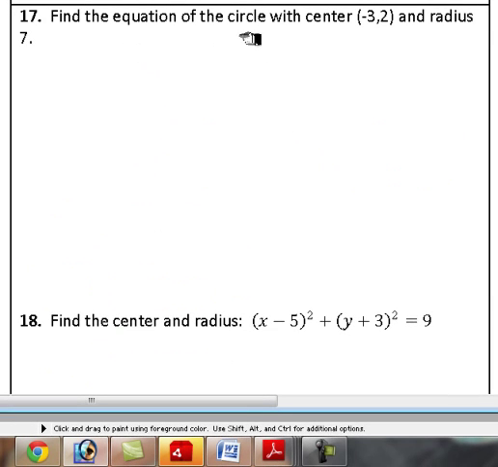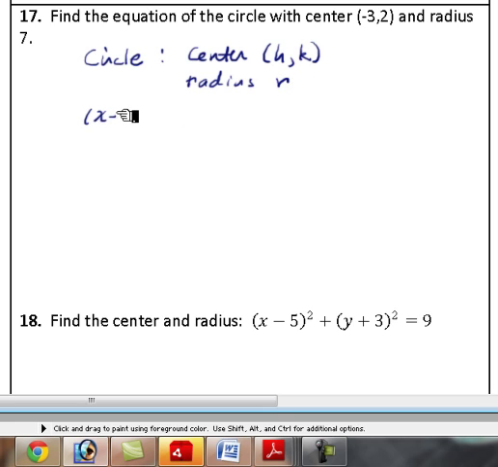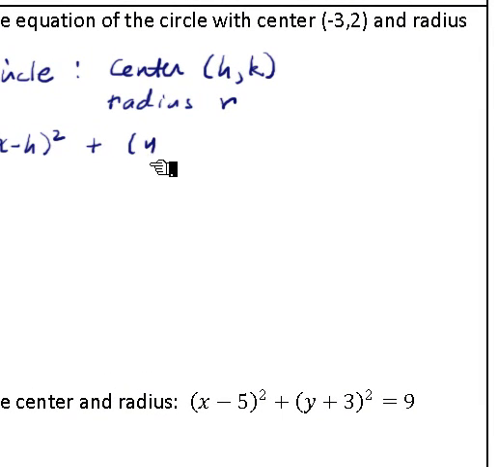Okay, now we want to find the equation of the circle with center (-3, 2) and radius 7. Let's write down the equation of a circle in standard form. All right, so if we have a circle with center (h, k) and radius r, the equation is x minus h squared plus y minus k squared is equal to r squared.